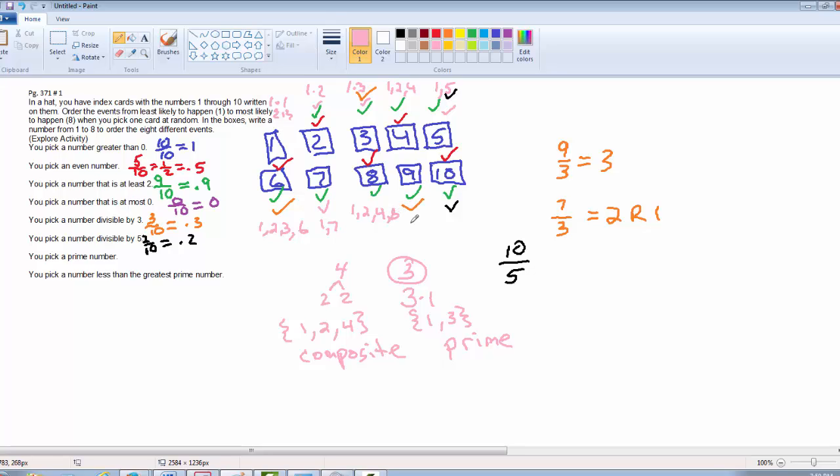Now 9, you can go 1 times 9, but you can also go 3 times 3. So that makes it composite. And then the number 10 is going to be 1, 2, and then 2 times 5, and also 10. So that one's also going to be a composite. So out of all these over here, I've got all my checks here. So that's 1, 2, 3, 4. So we're going to write down 4 out of 10.